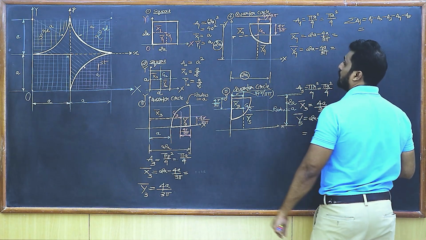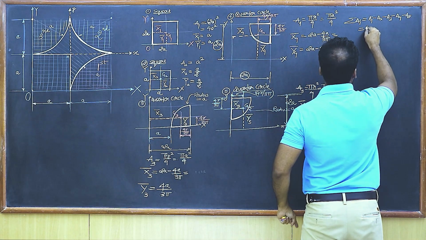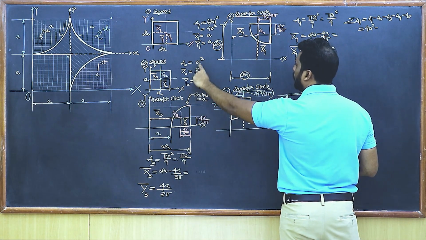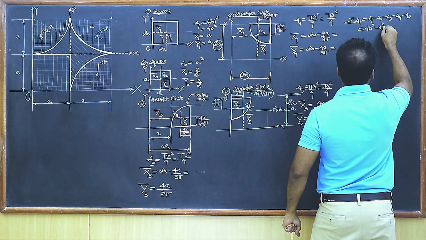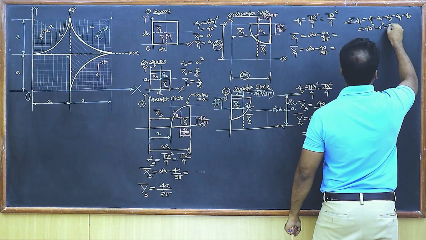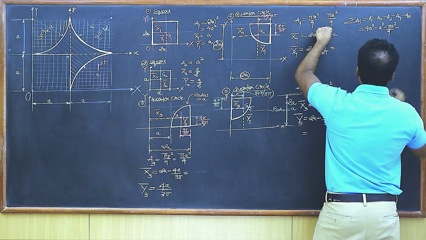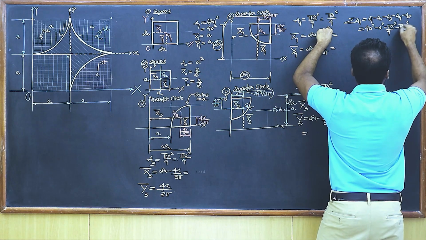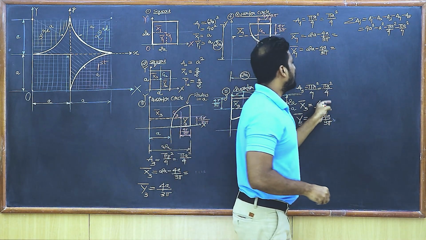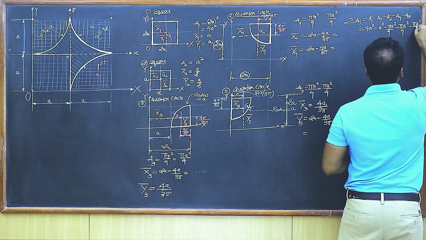So what's the value of a1, students? We have the value of a1 is 4a square, minus the value of a2, which is a square, then minus a3. The value of a3 is pi a square upon 4. The value of a4 is also pi a square upon 4, and the value of a5 is also pi a square upon 4. So I write here minus pi a square upon 4.